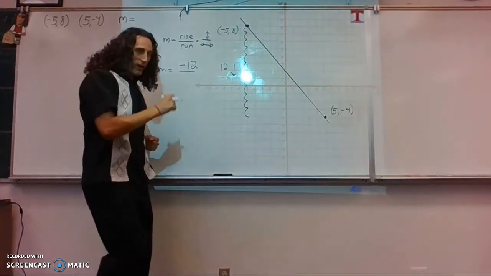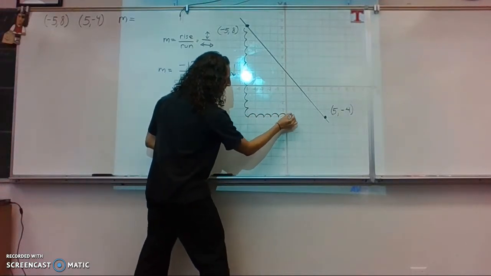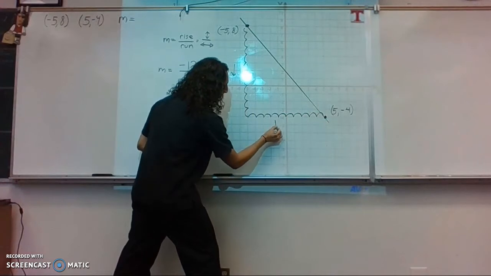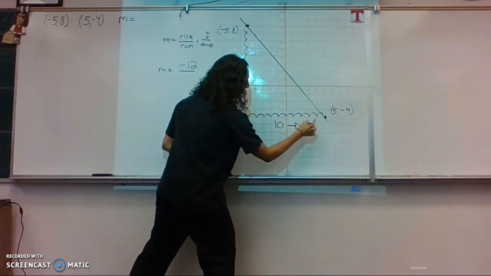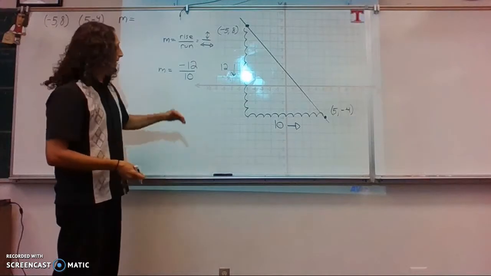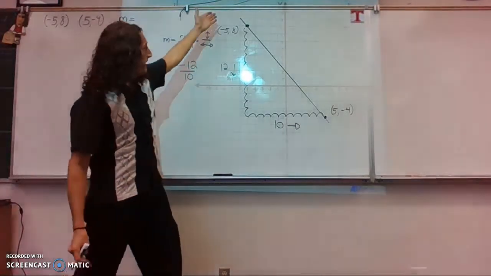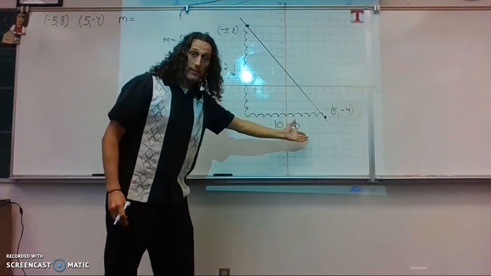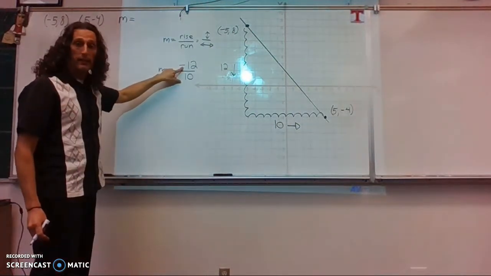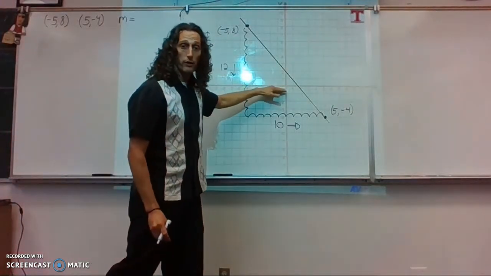Now I'm going to run over: 1, 2, 3, 4, 5, 6, 7, 8, 9, 10. So I went over 10 spaces to get to that dot. And we have negative 12 over 10 as our slope. Our line appears to have a negative slope because it is going down, and mathematically, we have a negative sign. So my slope matches how my line looks.